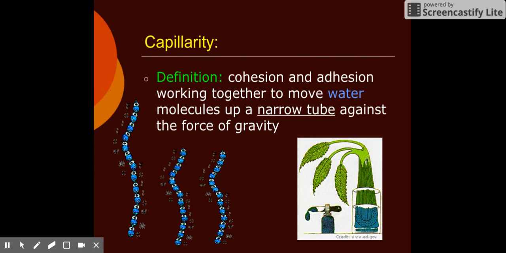Okay, and then cohesion and adhesion working together is called capillarity. Capillarity is when water molecules can go up a narrow tube against the force of gravity. And most importantly, this happens in plants so that you can have water traveling up to the top part of that plant.